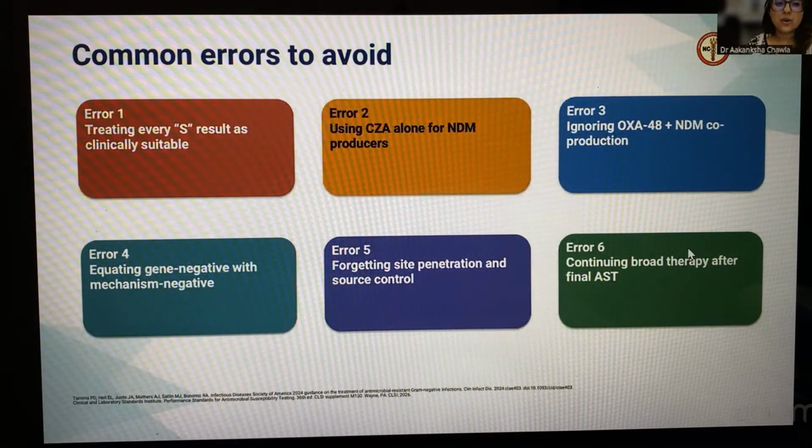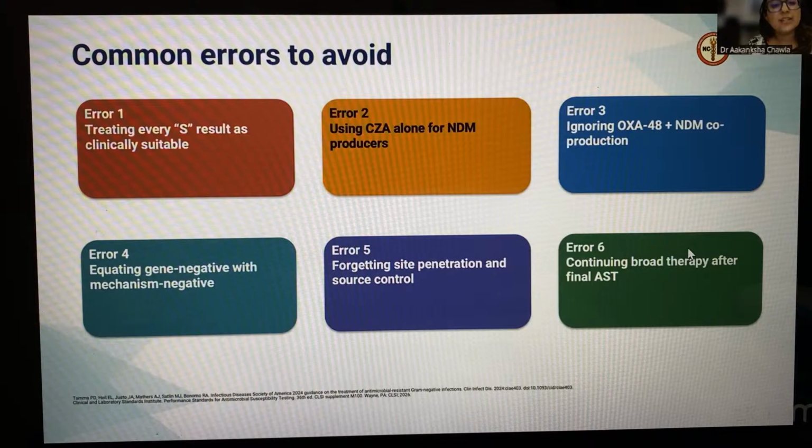So what are the common errors to avoid? Treating every S result as clinically suitable. You do not blindly rely on the report. You have to correlate it clinically with the syndrome. You have to see the site you're treating, the PK/PD, and you have to integrate everything together before choosing your drug at the bedside. Using Cas-AVE alone for an NDM producer, we just talked about this. You have to add cover for NDM. Then ignoring OXA48 plus NDM co-production.